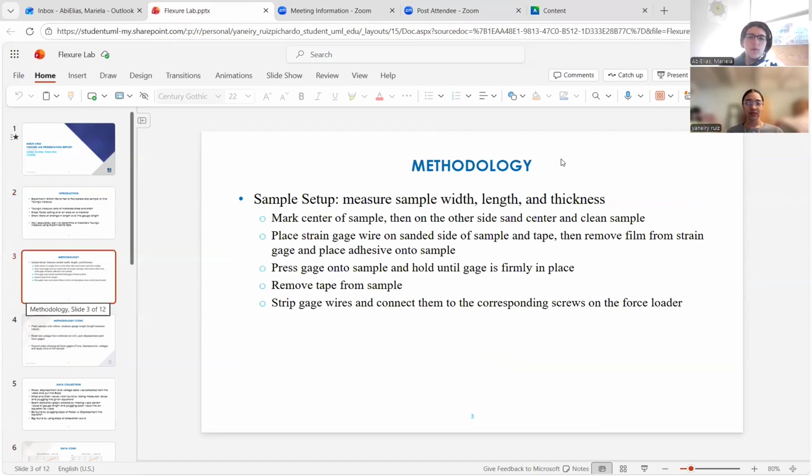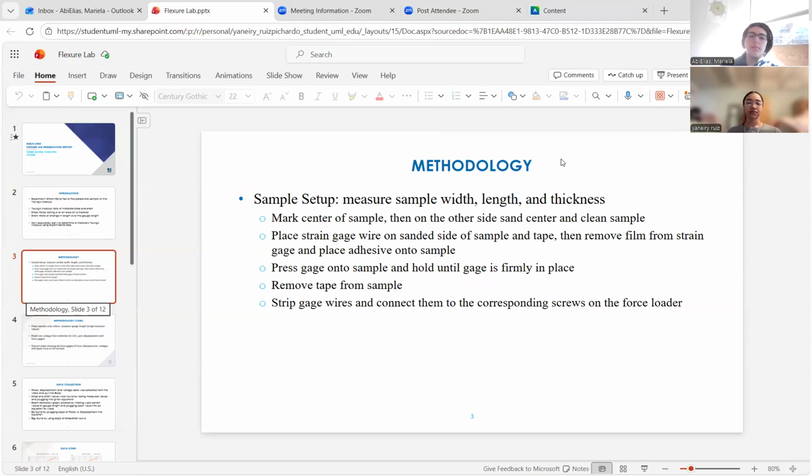To set up the sample, we measured the sample's width, length, and thickness. And then after taking those measurements, we marked the center of the sample with a sharp object. And then on the other side, we sanded that area of the sample and cleaned it up. We then took the strain gauge and placed the wire on the sanded side of the sample and taped the wire to it. We then removed the film from the strain gauge and placed adhesive onto the center of the sample and pressed the gauge onto the adhesive until it was stuck on the sample.